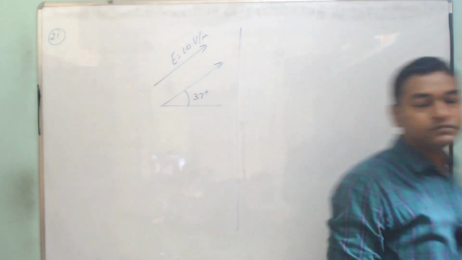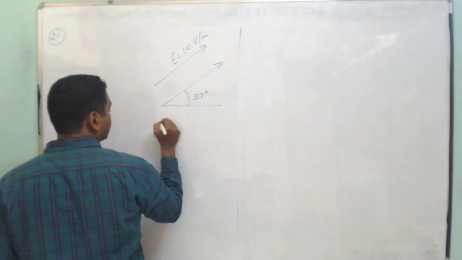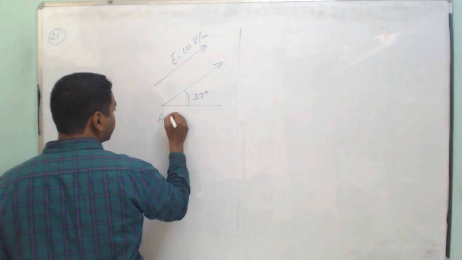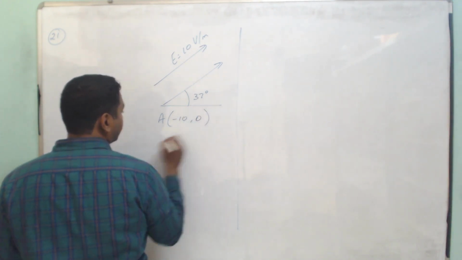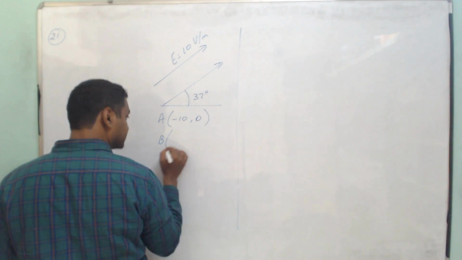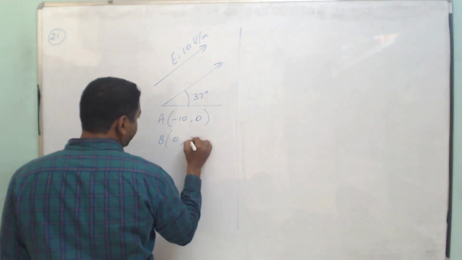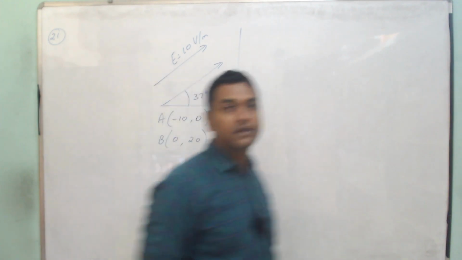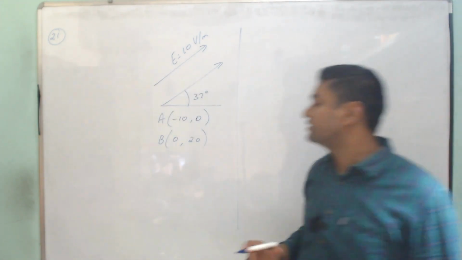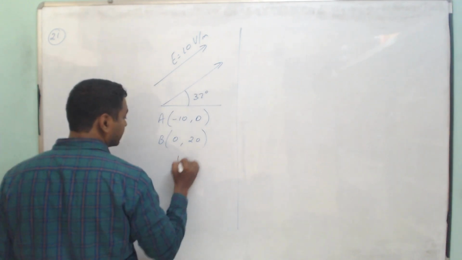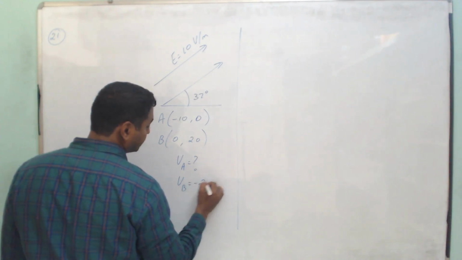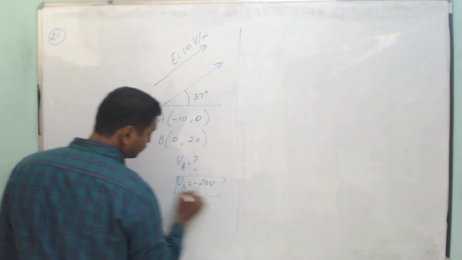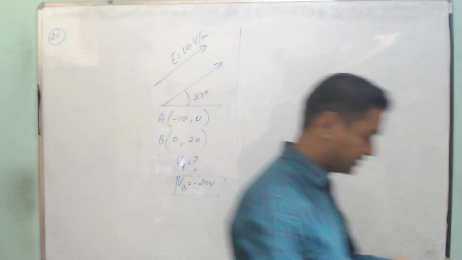There are two vertices. Point A, I'm not geometrically showing them. Vertex A we can take as (-10, 0), and vertex B we can take as (0, 20). Find the potential at A if the potential at B is equal to -20 volts. Solve it slowly, don't try to solve it fast.